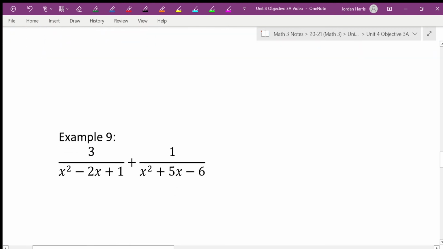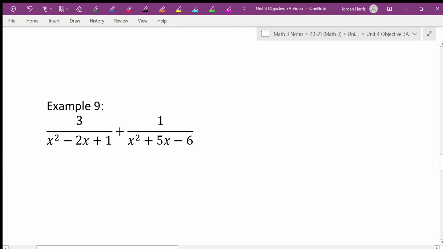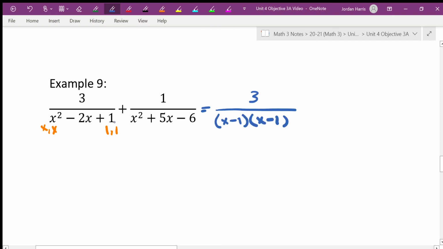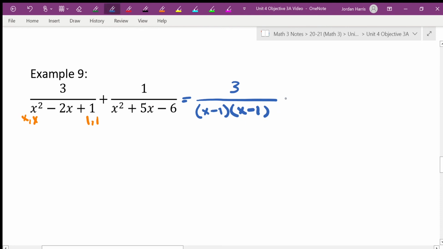Okay, let's get much more difficult now. All right, so we got x and x, 1 and 1. That's an easy one to factor. So I get 3 on the top, x minus 1, x minus 1. They have to be the same because a positive 1 means make -2x. -1x minus 1x is indeed -2x.